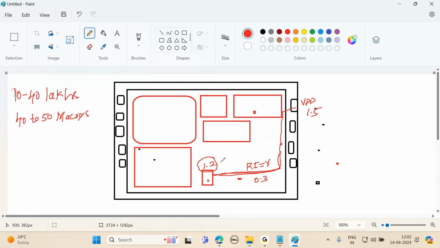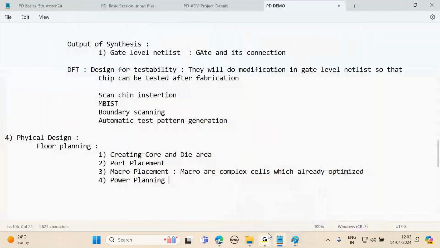Performance means cell delay. Cell delay is going to increase if I get less VDD. So whatever I am applying here, 1.5 volts, the same 1.5 volts should reach here. So I should have less IR drop. This IR drop has to be totally reduced. So then how to do the power planning to reduce this IR drop? That we are going to see.